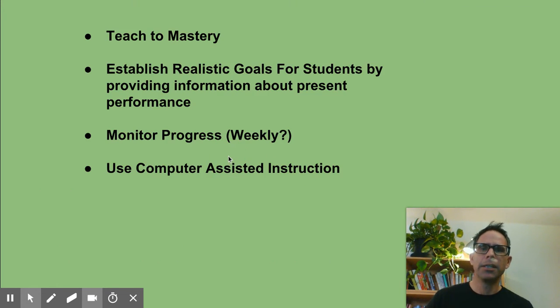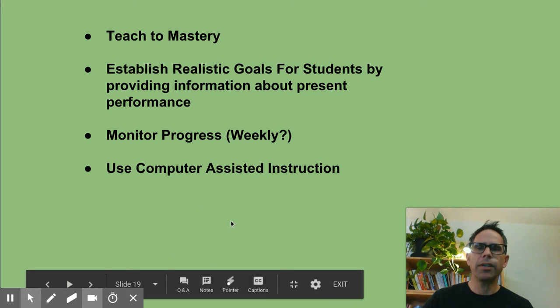Keep your parents informed. Teach to mastery, I'm going to talk to that in the research-based strategies part. Establish goals and monitor your progress. I discussed that earlier by using progress monitoring tools, and then use computer-assisted instruction. And that's going to be one of my research-based strategies as well, so I'll wait to get to that.